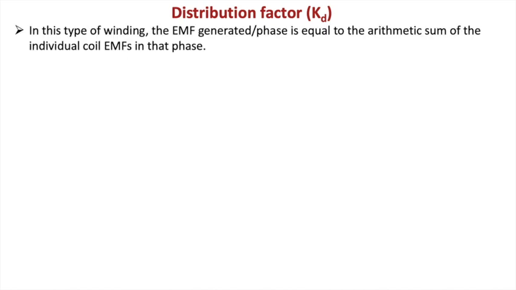Now we'll discuss the distribution factor in the synchronous generator. When the winding is distributed, the EMF generated per phase is not equal to the arithmetic sum of the individual coil EMFs being added, but it will be the phasor sum of the EMF generated per coil.